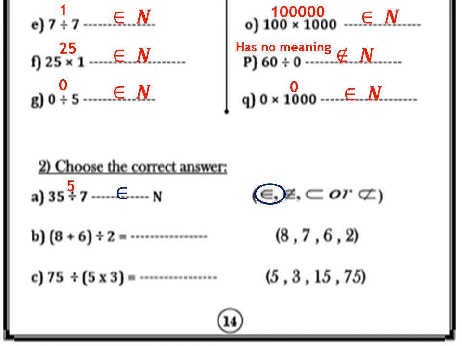And now in letter B, 8 plus 6 then divided by 2. 8 plus 6 is 14. 14 divided by 2 equals 7. So when we put it on the calculator, the answer will be 7. So write 7. And now in letter C, 75 divided by bracket 5 times 3 equals 5 or 3 or 15 or 75. So let's put it on the calculator. The answer will be 5. So put 5. Thank you for listening.